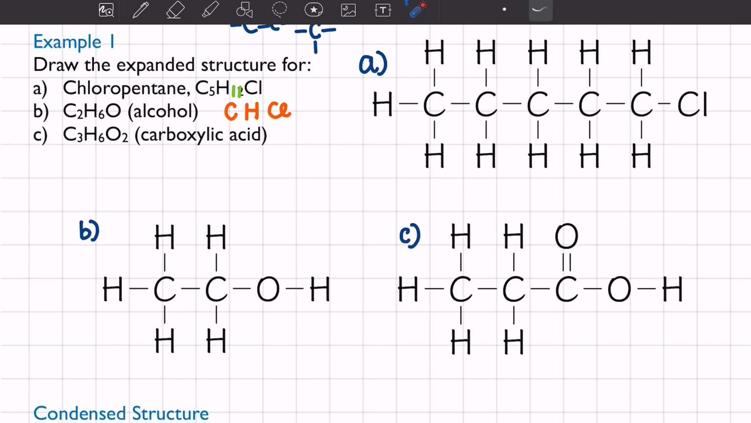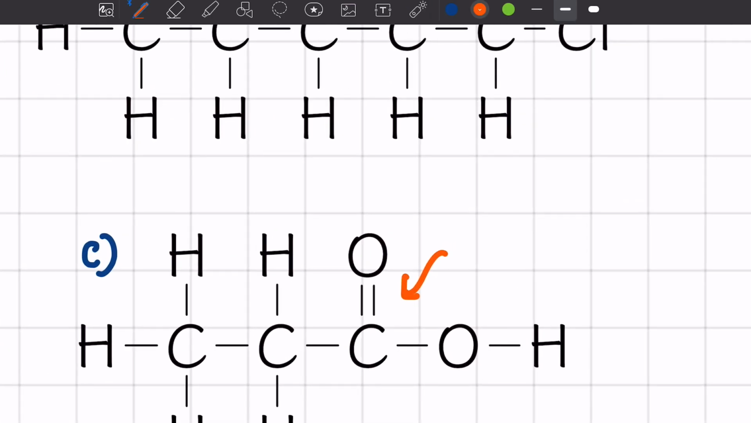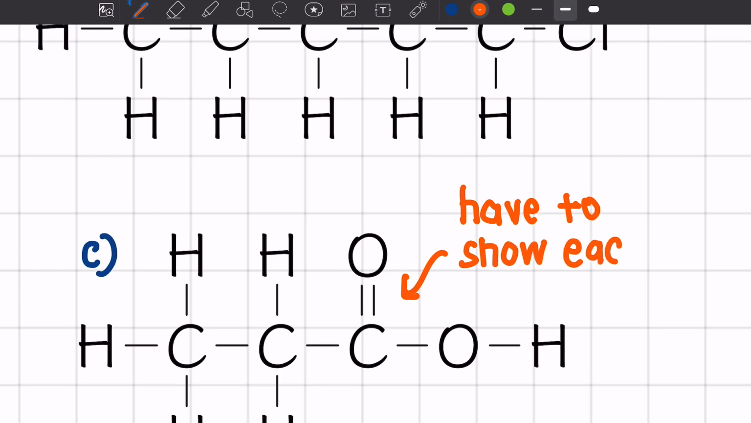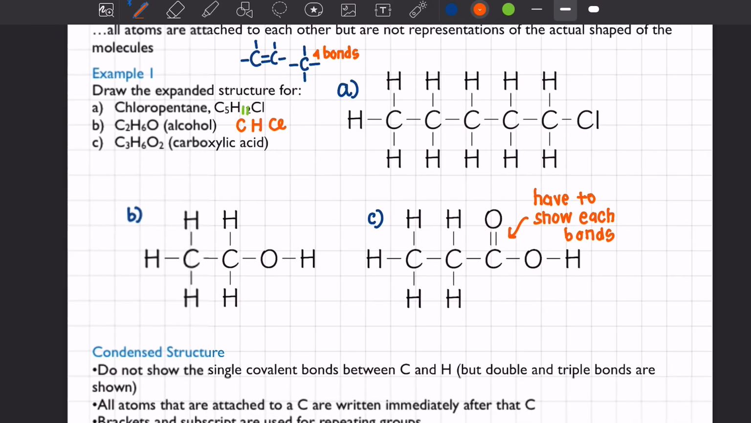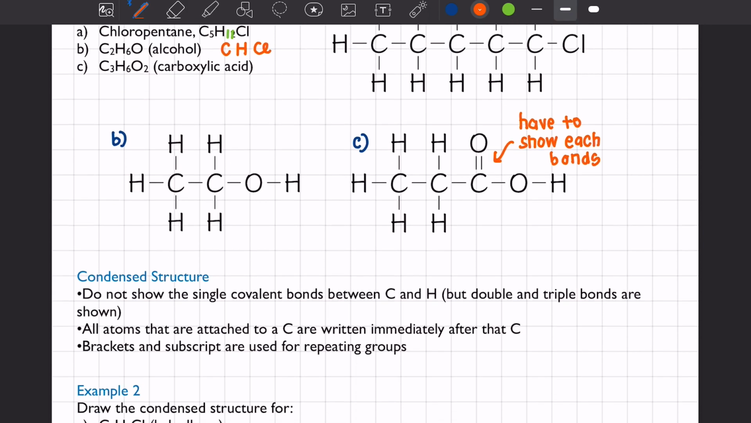So basically, for expanded structure, awak kena tunjuk setiap bond. Sebab itu kita panggil dia expanded. So you have to show, take note sikit, have to show each bond. Okay. So that's the first one.